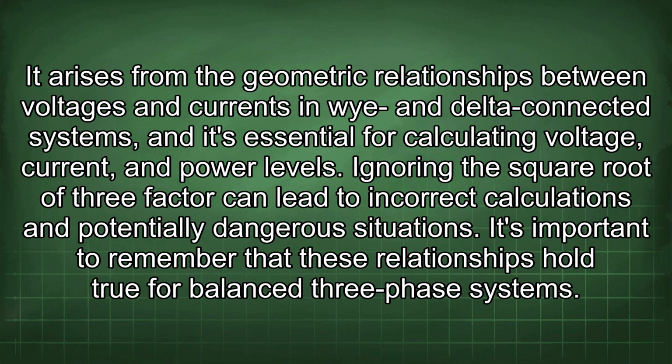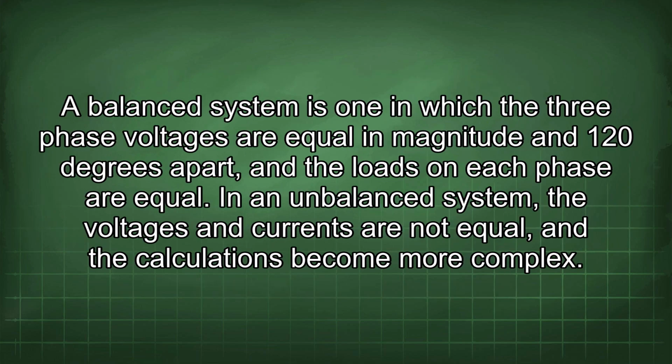It's important to remember that these relationships hold true for balanced three-phase systems. A balanced system is one in which the three-phase voltages are equal in magnitude and 120 degrees apart, and the loads on each phase are equal. In an unbalanced system, the voltages and currents are not equal, and the calculations become more complex.